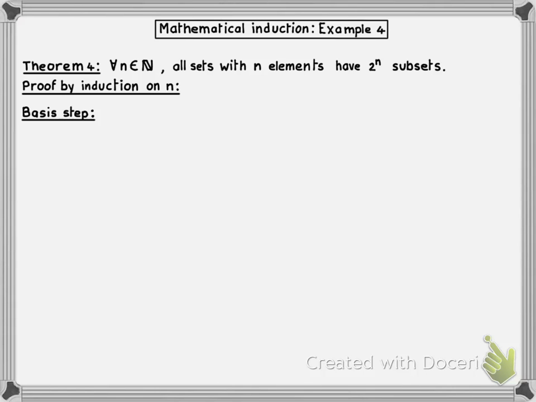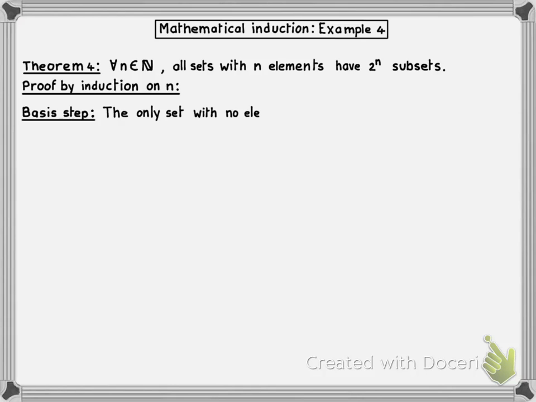So, let's start with the basis step. The basis step is that the property P of n is true for n equals 0. Now remember, we're starting at 0 here again, so we can't start at 1. So what is P of 0? P of 0 says all sets with 0 elements have 2 to the power 0 subsets.